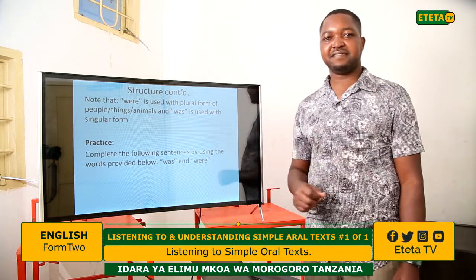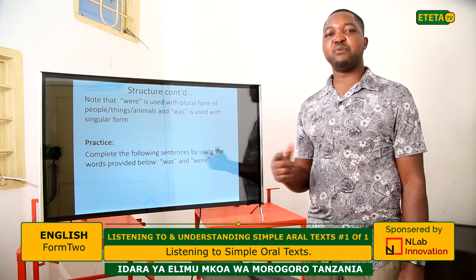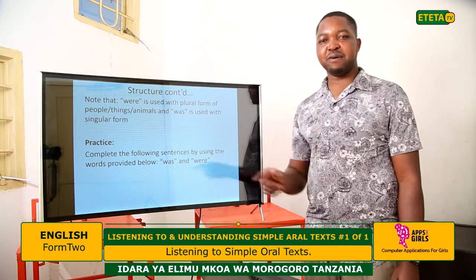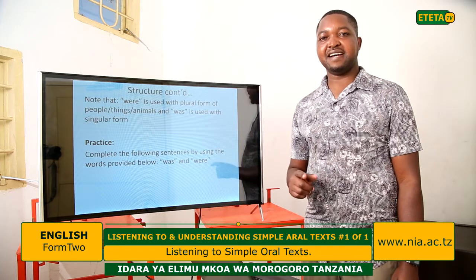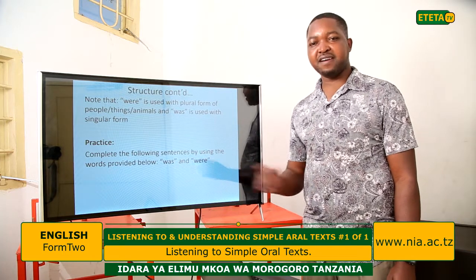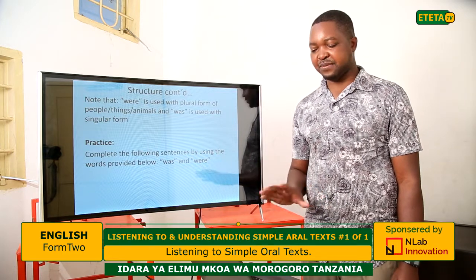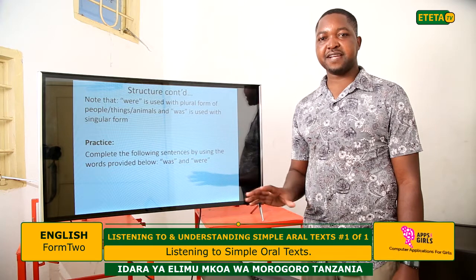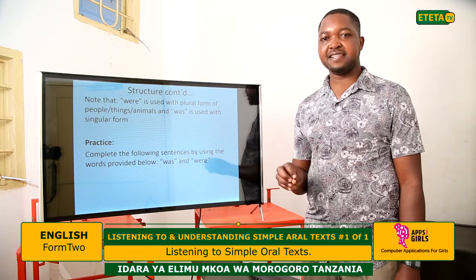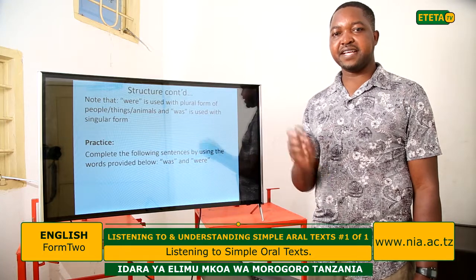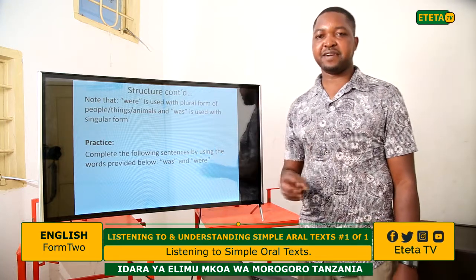They were. You cannot say they was. You see? We were. It was. You see? Students were, and not students was. You see? This is one of the problems which face most students, that they don't realize that they have used the pronoun in the plural form or in the singular form.